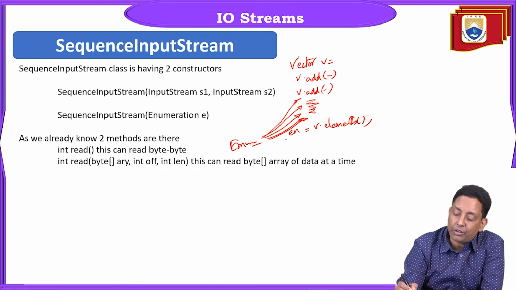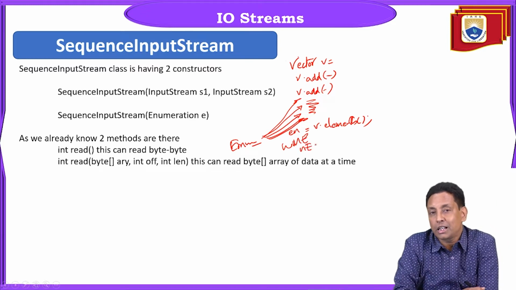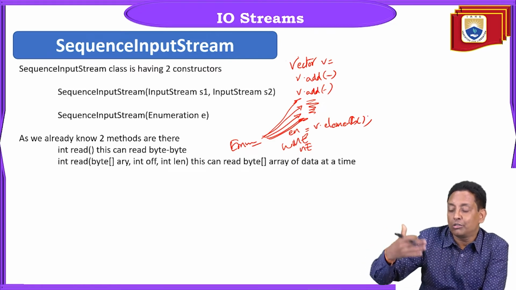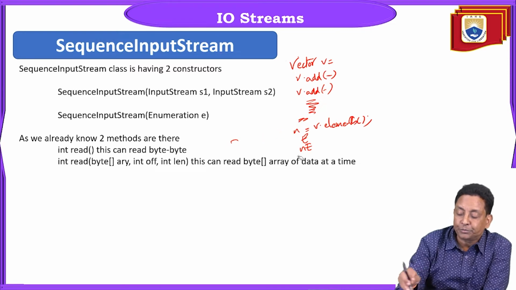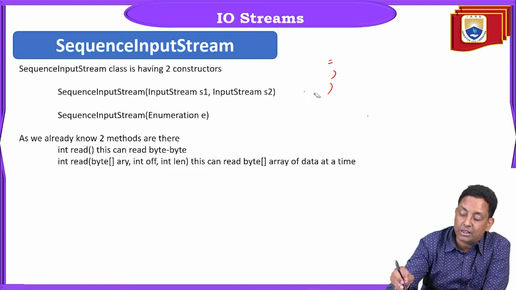Enumeration has two methods called hasMoreElements and nextElement. These two methods can be used in a while loop to find out whether the next element is available or not, in order to read data up to the end of the vector. So we are using this as a chance.